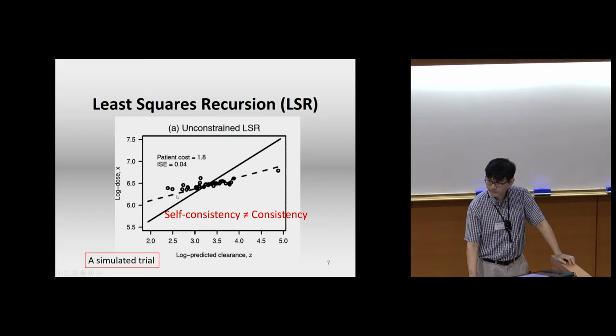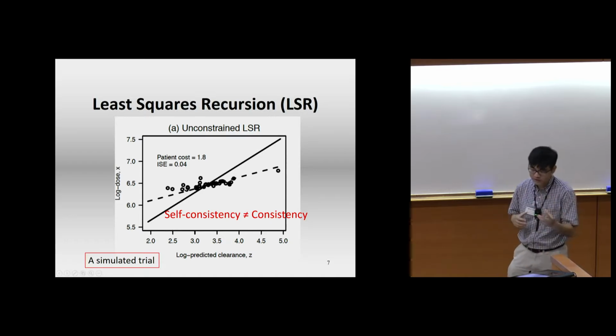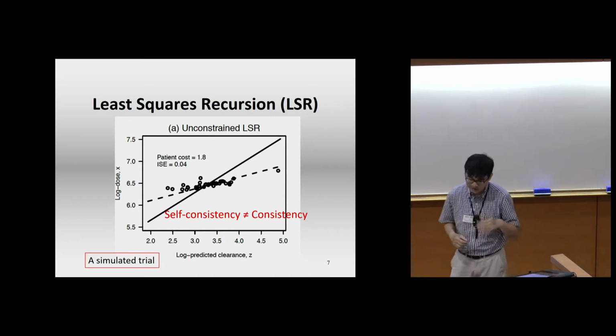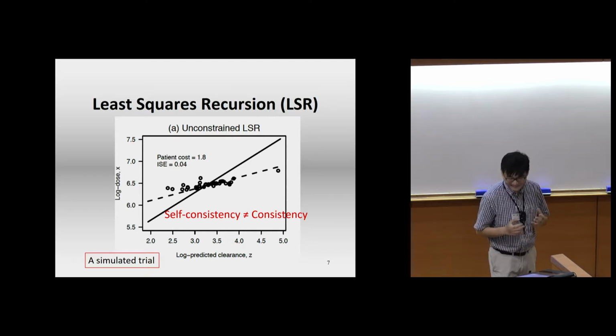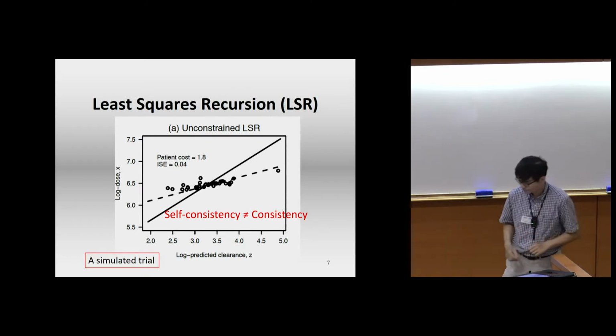Well, it's fortunate that in this case we knew what the truth is, but imagine that this is a real study where we don't know what the solid line is, and we would be led to believe that we got a pretty darn good estimate because everyone is being treated according to some final estimate. And then we tend to believe that self-consistency is consistency, but obviously that's not true. So this is the first intuitive way to approach the problem. It's a reasonable way to do it, but it really doesn't work.